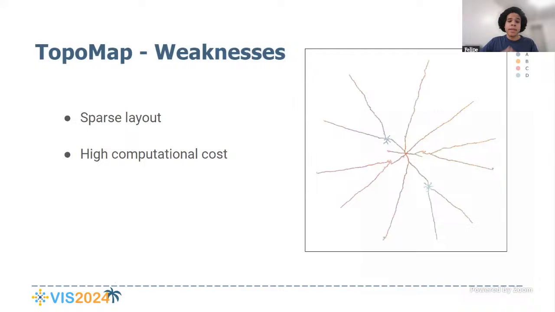First, TopoMap has 2 main problems. It produces a star shape with very long branches, which can create a very sparse layout. This can make it difficult to analyze the data when you have several points. And second, the computational process can be too expensive.